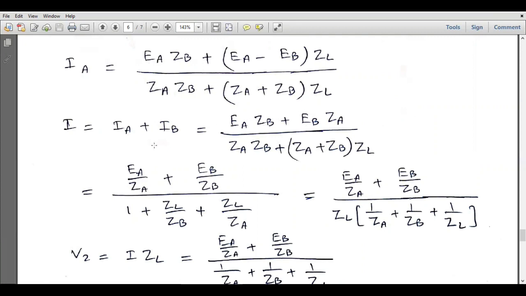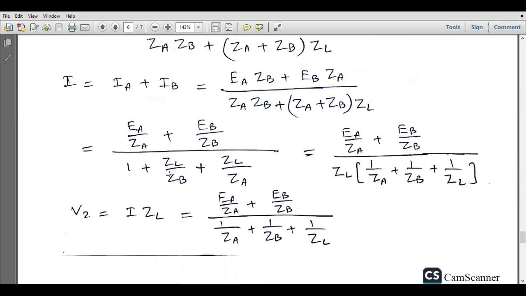So this numerator will become EA over ZA plus EB over ZB, divided by 1 plus 1 over ZB plus 1 over ZA times ZL. So it will become 1 plus ZL divided by ZB plus ZL divided by ZA. From here we can take ZL as common, and it will become this term divided by ZL, and it will become 1 over ZL, 1 over ZA, and 1 over ZB. So this is the expression which we will have for the current I. I is the load current.